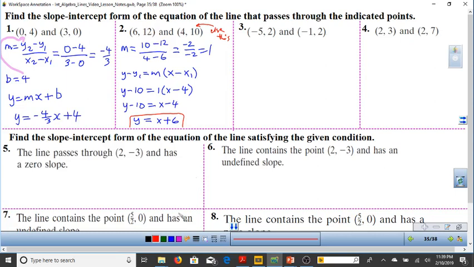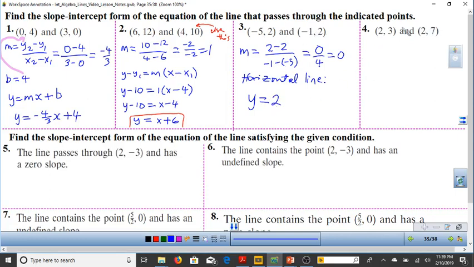Very simple. This one, find the slope. M is equal to y2 minus y1 over x2 minus x1. That gives me 0 over 4, which is 0. That is a horizontal line. If we have a horizontal line, the equation is just y equal to the y coordinate. And since the y coordinates are the same, we're good there.